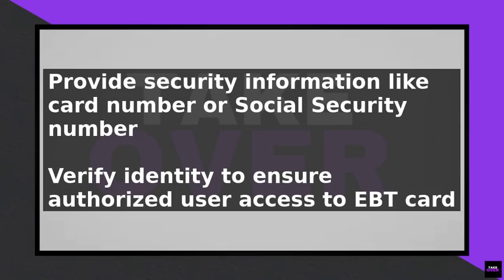If you encounter any issues during the process, you can contact the customer service number listed on the website or on the back of your EBT card for assistance. It is also important to note that if your EBT card is locked due to suspected fraud or other security concerns, you may need to contact your state's EBT provider directly to resolve the issue. In this case, you may need to provide additional documentation or information to verify your identity and unlock your card.